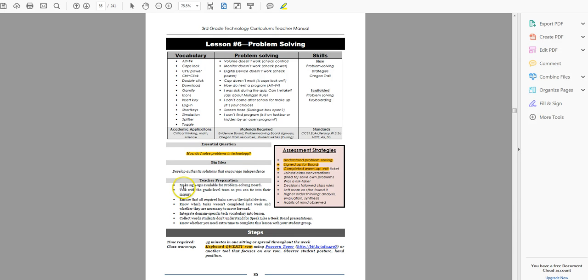So for your preparation, you are going to be doing problem solving board signups, so make sure you're ready for that. Talk to your grade level team. That's something we have you do all the time. And the links, most of these are very typical. You are still collecting words to prepare for the Speak Like a Geek board presentations later in the year. So I think you've got all these.